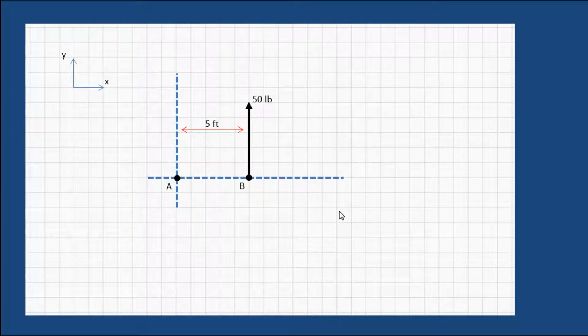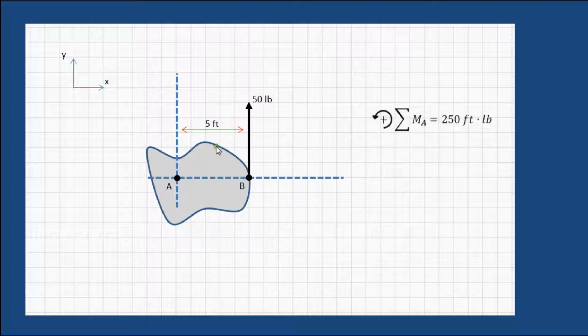We can now take a look at the definition of a couple. In this case, we'll take a 50-pound force and imagine it being applied to a rigid body. On this rigid body, there's a point A about which we'd like to calculate the moment. The 50-pound force has a moment arm of 5 feet, meaning that the perpendicular distance from the line of action of the force to the point of rotation A is 5 feet.